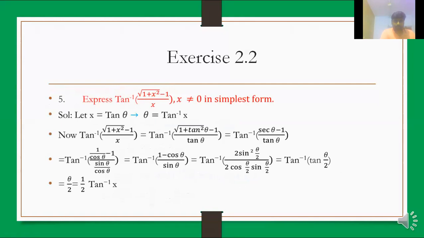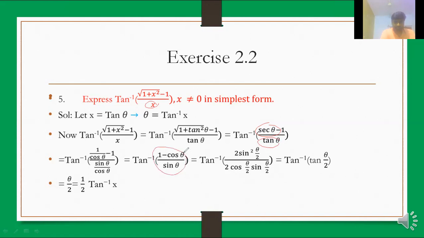Now, tan inverse of (root of 1 plus x square minus 1) by x. Simple. So here what must be substituted there? Tan theta. Why? 1 plus tan square theta is secant square theta. Root of secant square theta is secant theta, minus 1. Something will get or not? Secant theta minus 1, and here down tan theta anyway. Secant means 1 by cos, tan means sin by cos. So cos cancels.